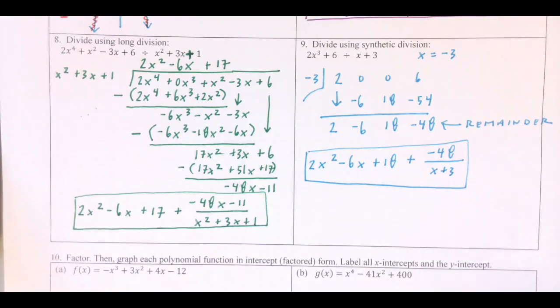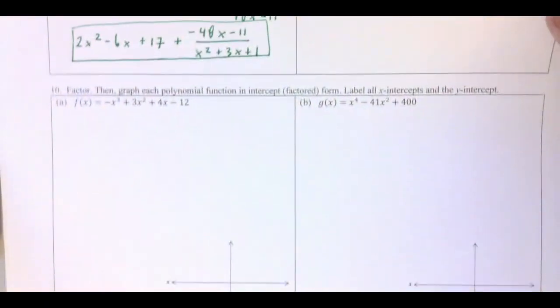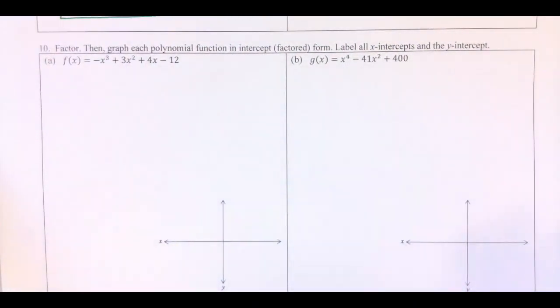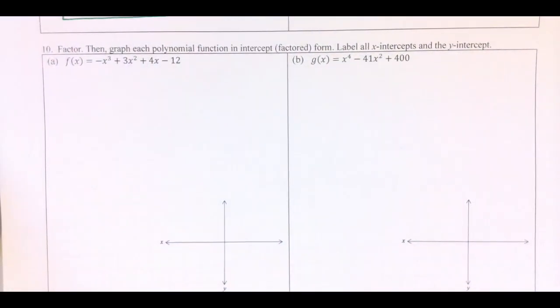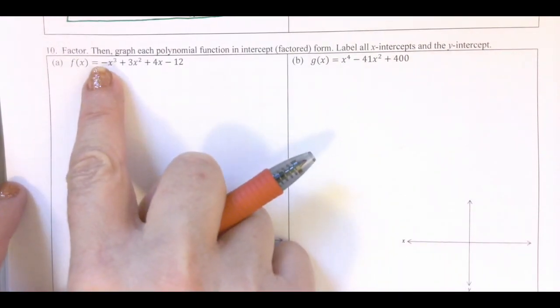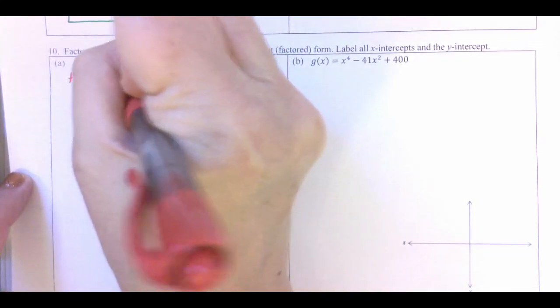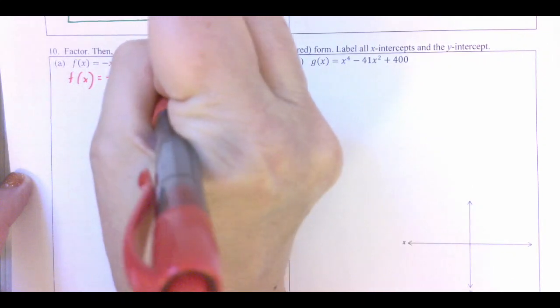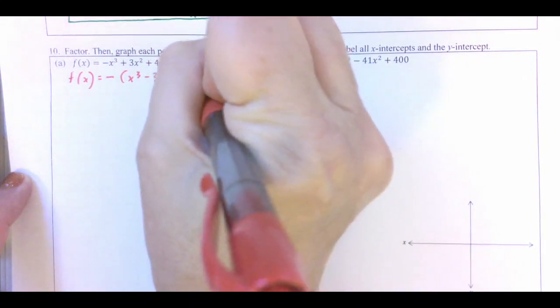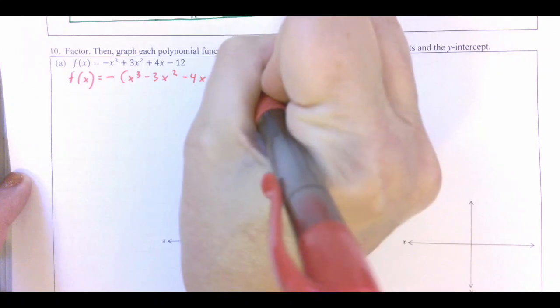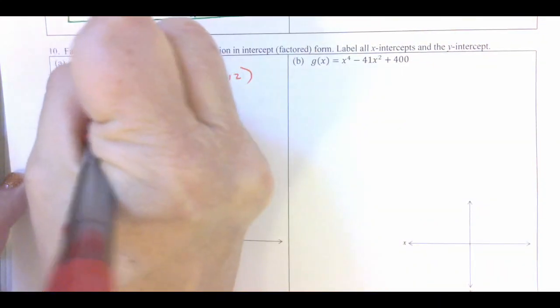All right, some graphing ones. These should go fast. So here I'm saying let's factor and then graph in intercept factored form. Label all x-intercepts and the y-intercept too. So this first one, I noticed that I have a GCF because there's a negative 1 out in front. I'm going to divide that out first. Okay, don't forget we divided it out.